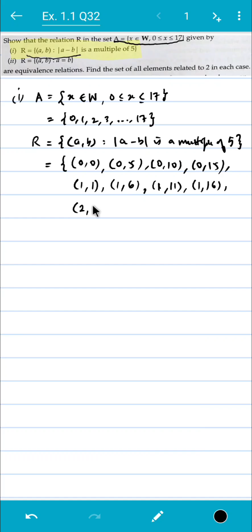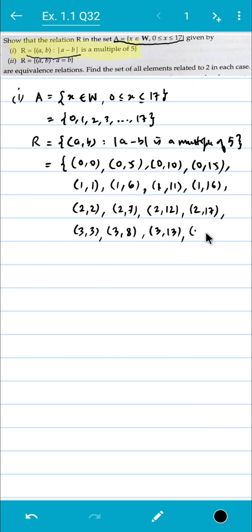So (2, 2), then (2, 7), then (2, 12), and then (2, 17). You subtract them, you get 15. Then we come to 3. So (3, 3), of course. Then (3, 8); we subtract, you get 5. Then (3, 13), and then (3, 18), but 18 is not there. So 3 ends here.